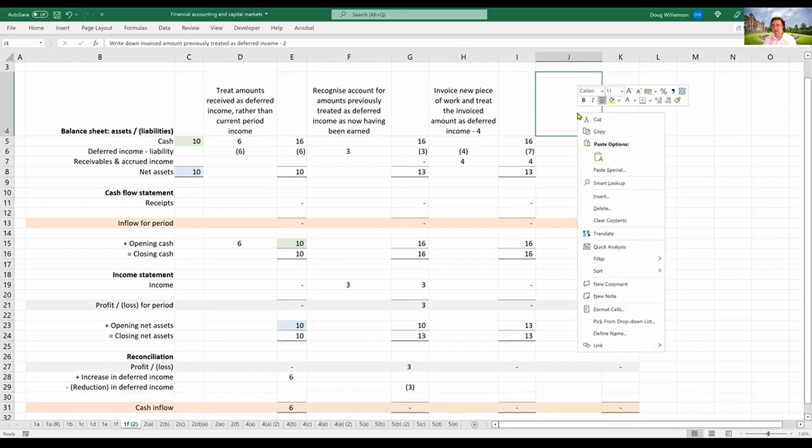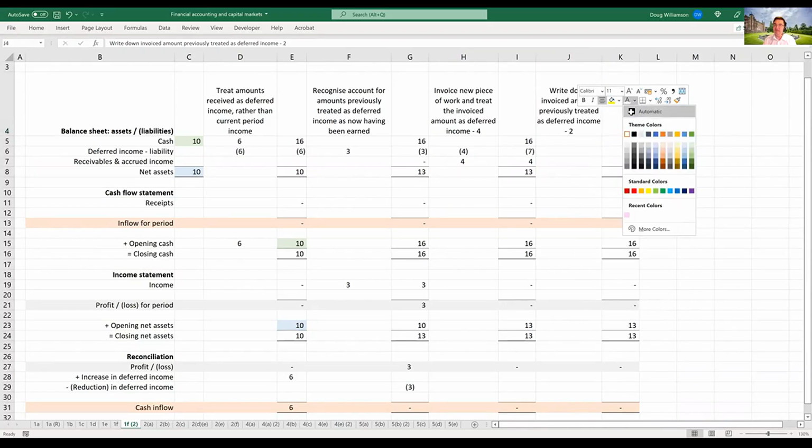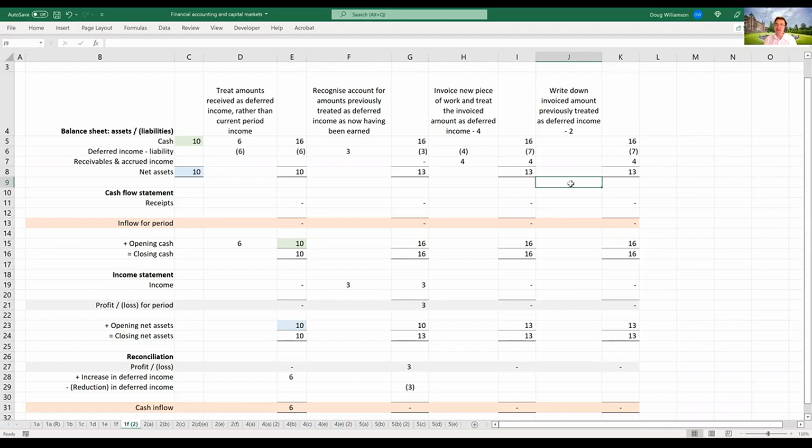Now, let's say in relation to that same contract, we write down the amount. So let's say there's a discussion or a dispute and we agree with the customer, okay, you don't have to pay us all of that. We'll write down or write back or issue you a credit note. You only need to pay us 2, not 4.